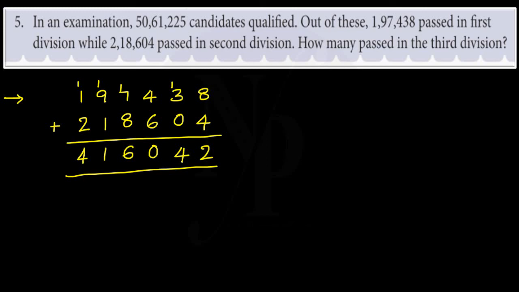So to find the number of students passed in third division, we have to subtract this sum from the total number of students qualified in the exam, that is from 50 lakh 61,225 minus 4,16,042. Subtract this.